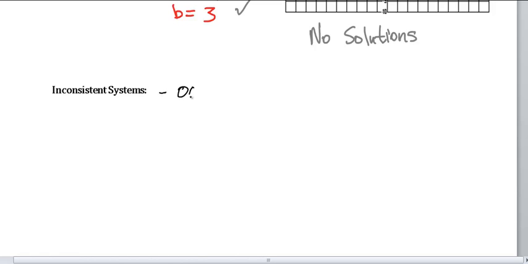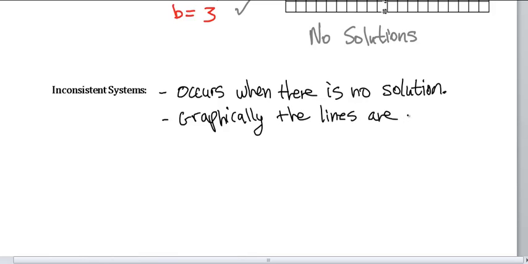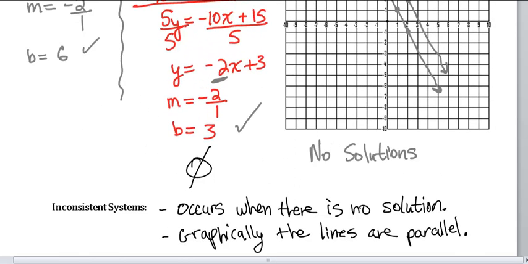It occurs when there is no solution. Graphically, the lines are parallel. And we always know that parallel lines don't intersect. And so what we're going to write here is that we have no solution in this example. And this concludes our lesson on solving systems of equations by graphing.